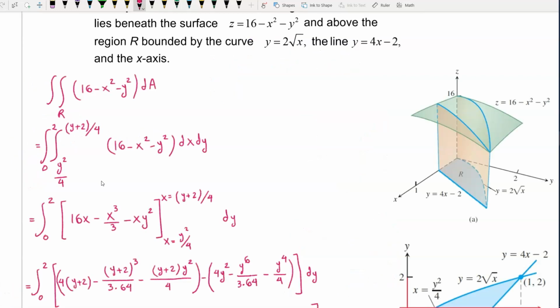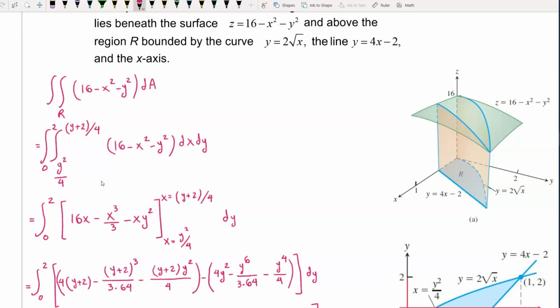So first, I'm working on the inner integral. This is with respect to x. So here we have 16 minus x squared minus y squared with respect to x. Integrating, we have 16x minus x cubed over 3 minus x times y squared. And now use what we have for x. So x equal to (y plus 2) over 4. Use that one first instead of x. Here we have 16 times (y plus 2) over 4. I simplify, so that is 4 times (y plus 2).